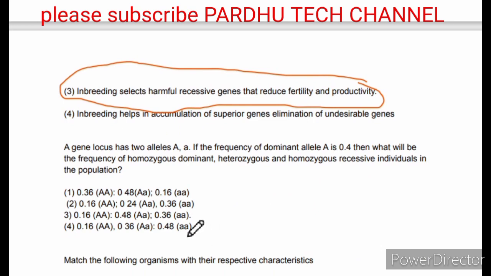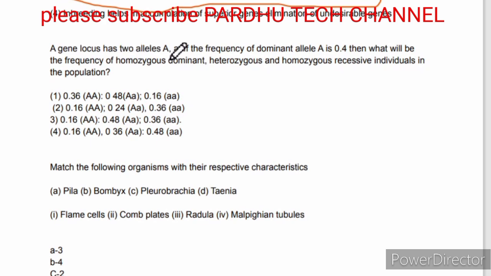Next, a gene locus has two alleles, capital A, small a. If the frequency of dominant allele A is 0.4, then what will be the frequency of homozygous dominant, heterozygous, and homozygous recessive individuals in the population? So these are options. Answer is 0.16, 0.48, 0.36. This is the answer.